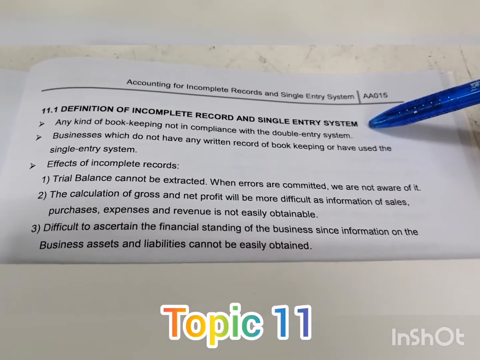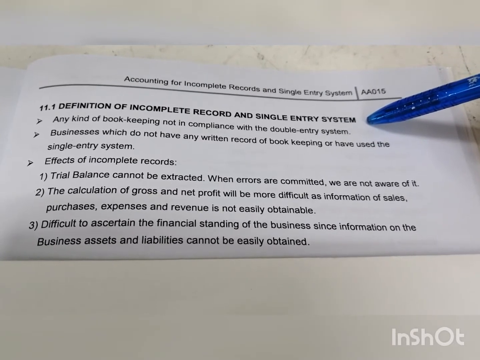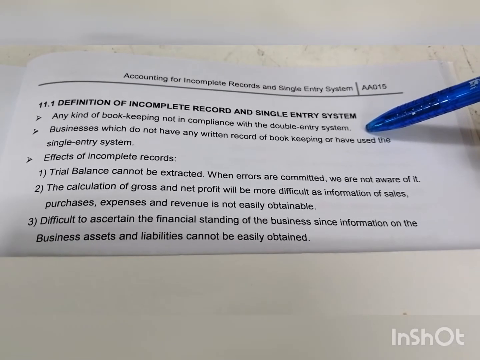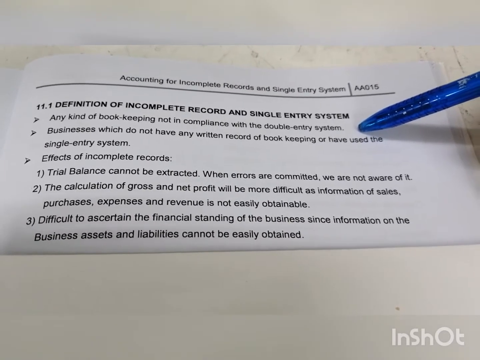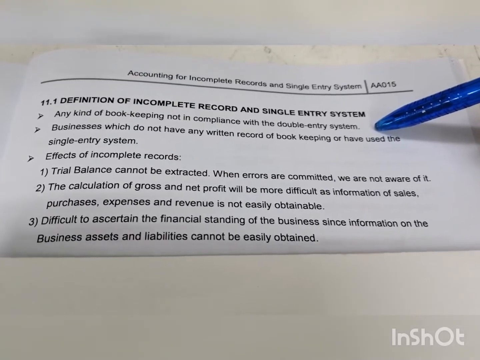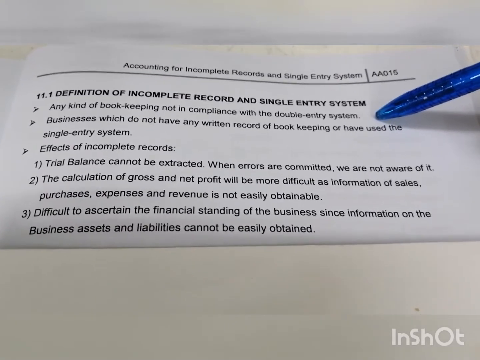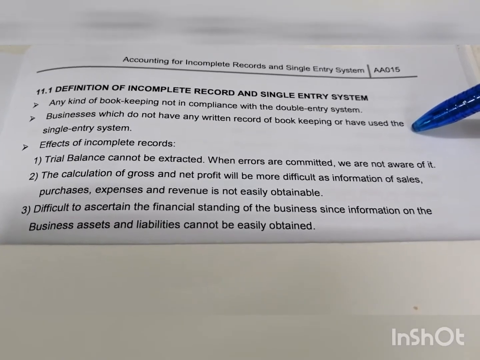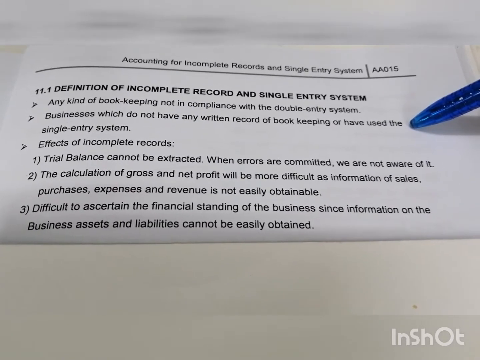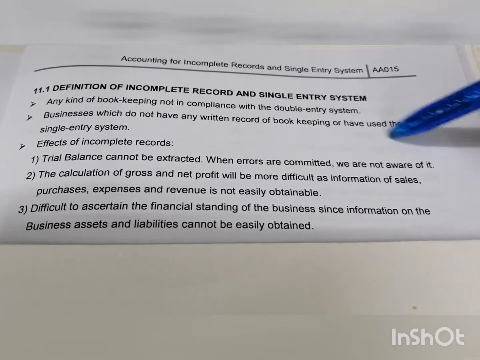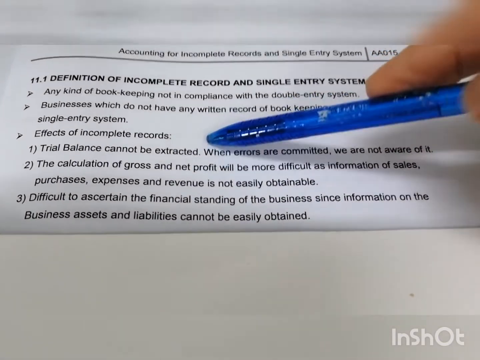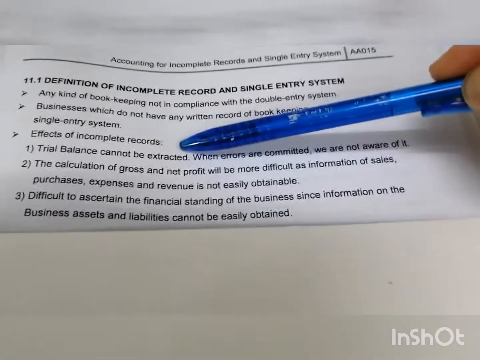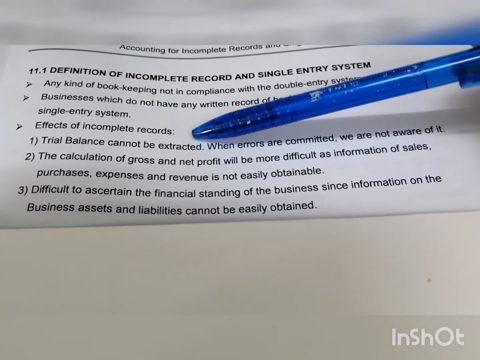This is about topic 11 in incomplete record and single entry system. Actually this one refers to any kind of bookkeeping not in compliance with the double entry system. The businesses which do not have any written record of bookkeeping or have used the single entry system, the effect of using the single entry system will cause incomplete record.